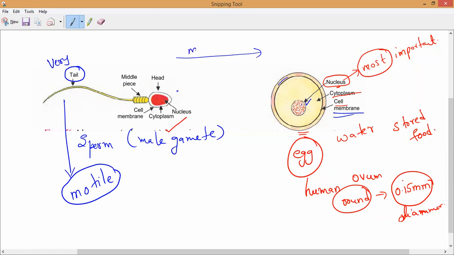Do you understand, everyone? They can move independently with the help of what? With the help of the tail. That is what we can say. The tail is the most important part of any sperm, so they can move independently with the tail.